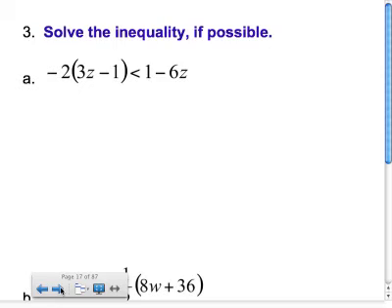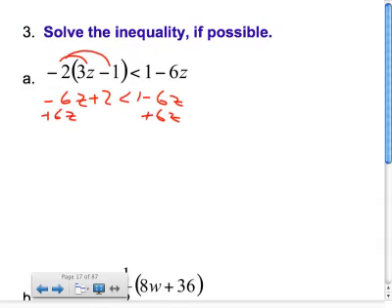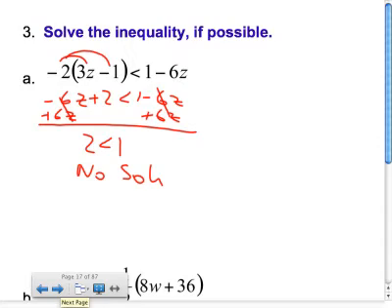Number 3, part A. Distribute the negative 2. So you get negative 6z plus 2 less than 1 minus 6z. Add 6z to both sides. Cancel, cancel. So 2 less than 1. That is not true, so there is no solution.